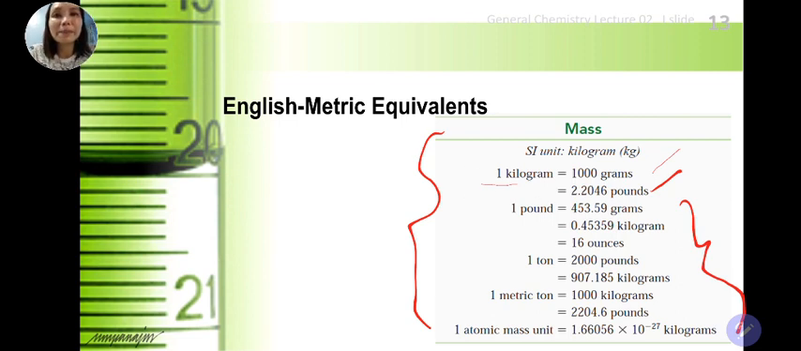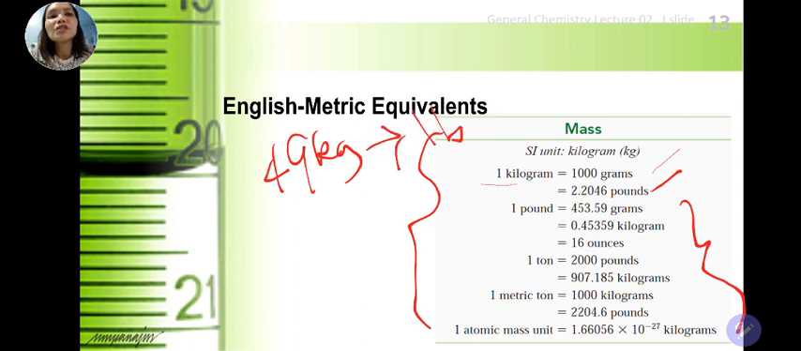Ito naman din ginagamit natin sa weight. Kung ang alam mong weight mo is 40 pounds, 40 kilos, 45 or 49 kilograms, ang kailangan sa form na ina-answeran mo is pounds. You will just convert it using these conversion factors. Okay?